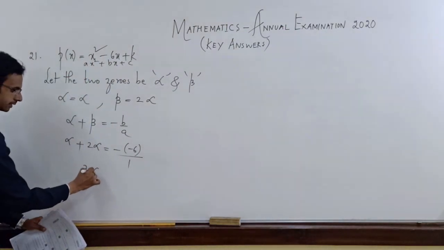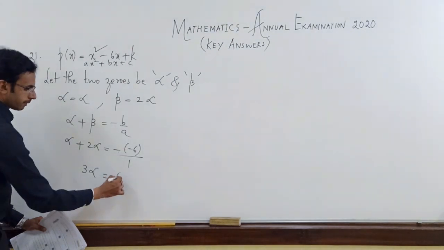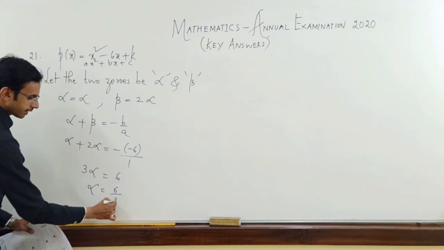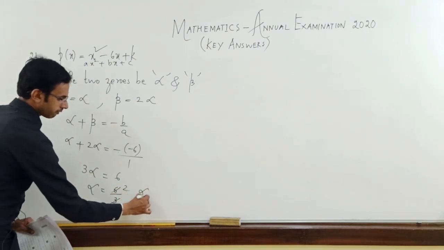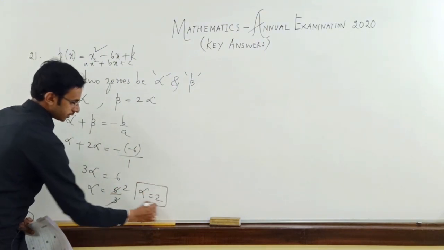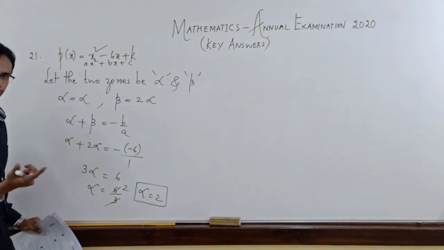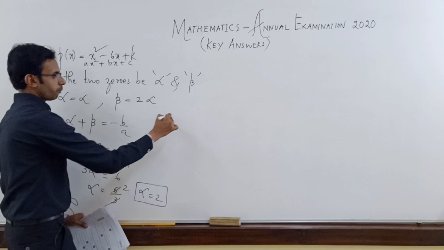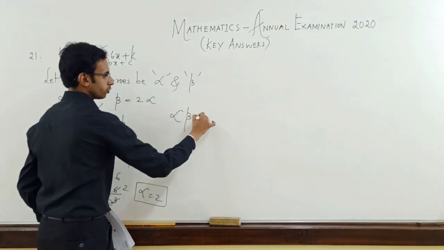Alpha plus 2 alpha is 3 alpha, minus into minus plus 6 divided by 1 is again 6, so alpha will be 6 divided by 3, 3 2s are 6, alpha is equal to 2. In this we came to know one of the roots or one of the zeros, but they are asking to find k. The job is not yet done, so we need to proceed with the product of the roots also.